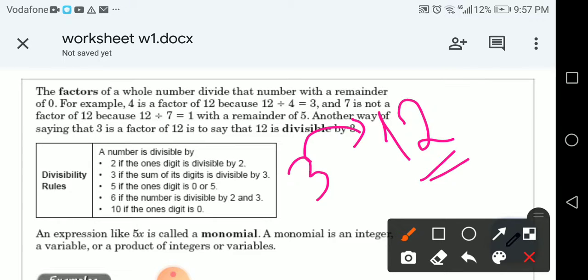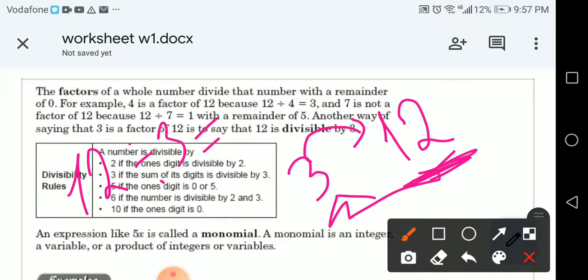This is the question. So, I will ask myself a question. Is 12 here divisible by 3? If I divide 12 by 3, does it give me a whole number or not? So yes, the answer is right. It gives me a whole number. This means that 3 is a factor of 12.